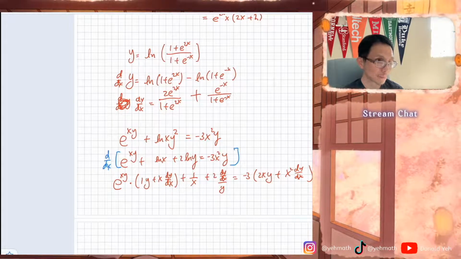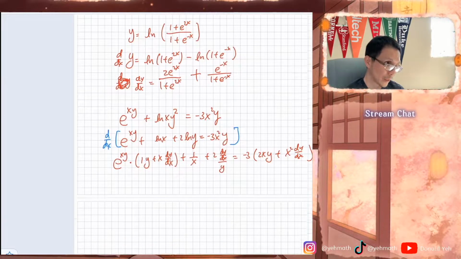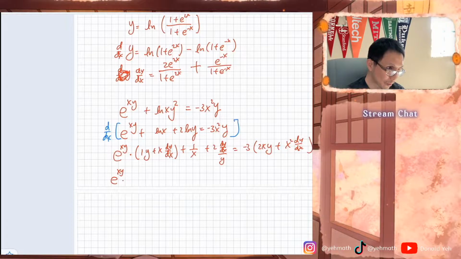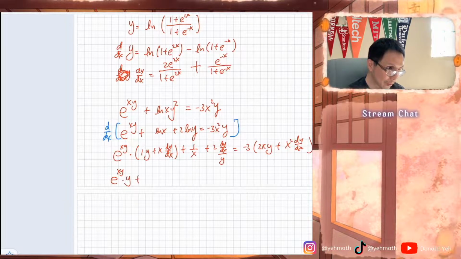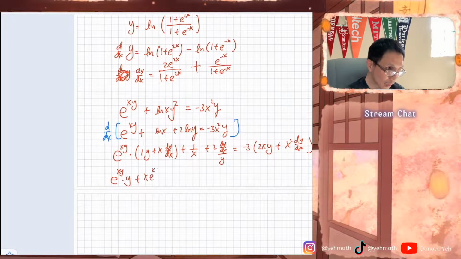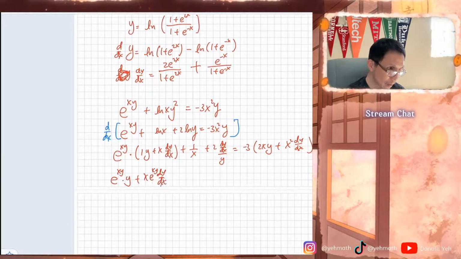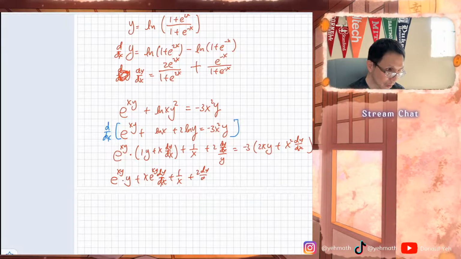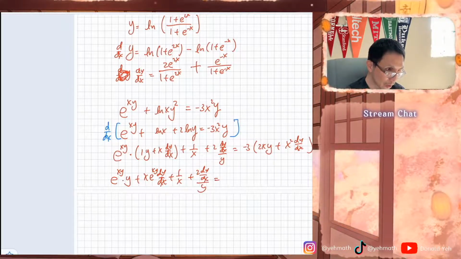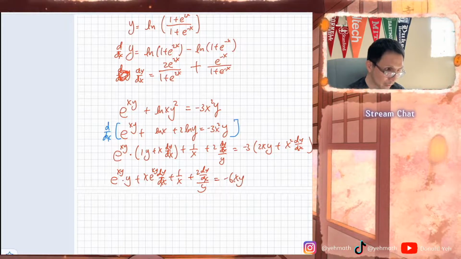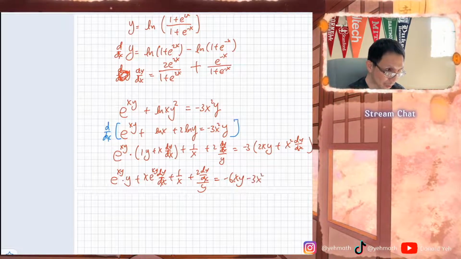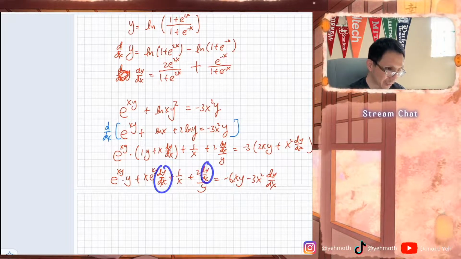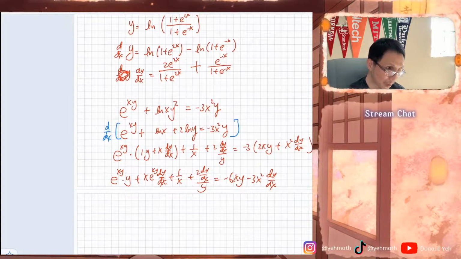Are we okay? Now, can I distribute that? Yeah. e to the xy times y plus x e to the xy dy/dx plus 1 over x plus 2 dy/dx over y equal to negative 6xy minus 3x squared dy/dx. So all the dy/dx terms I'm moving to the right, and also factoring out dy/dx.